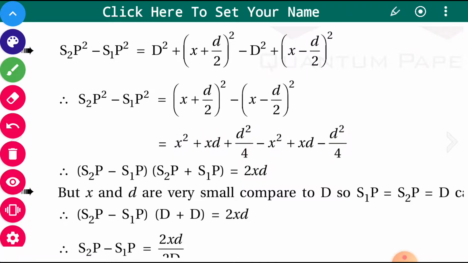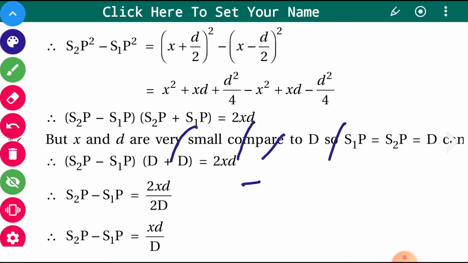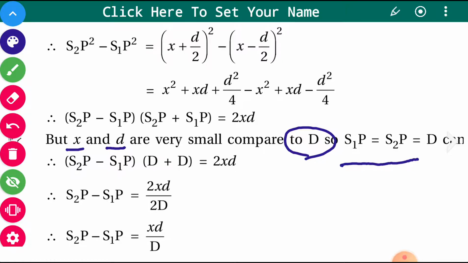Here x and d are very small compared to capital D. Try to understand. This x, that is the distance of the point from the midpoint of the screen, the distance where we are interested for the interference pattern, is very small. Small d is the distance between S1 and S2, the slits made on the sheet B, very small in comparison to capital D. So S1p is equal to S2p, and that is equal to capital D.